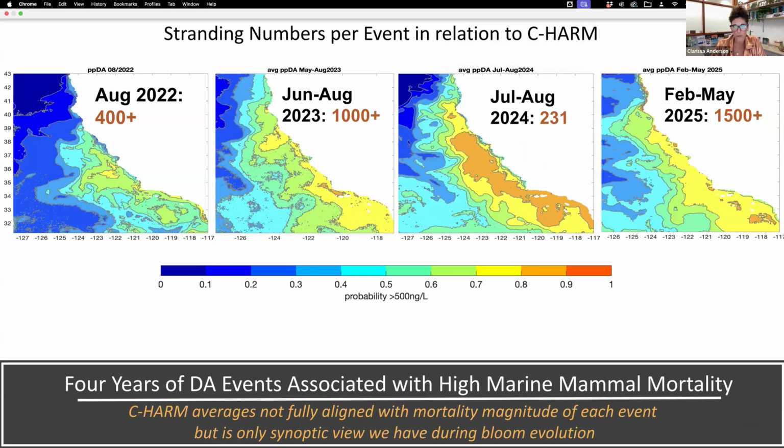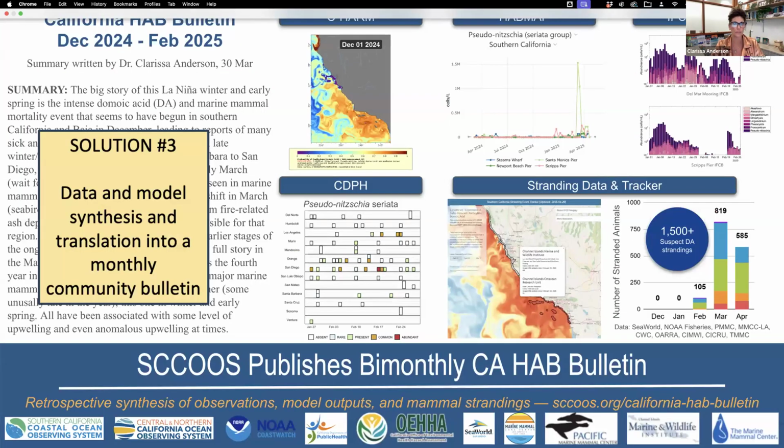So in this, if you look at this through the lens of CHARM across these 4 years and the number of animals impacted, there is a little bit of a mismatch there. You don't necessarily see that these averages are fully aligned with the mortality magnitude of each of those events, but it is still the sort of main synoptic picture that we have for offshore.